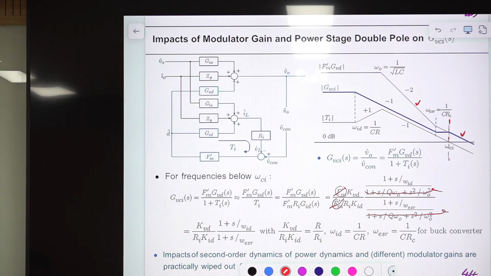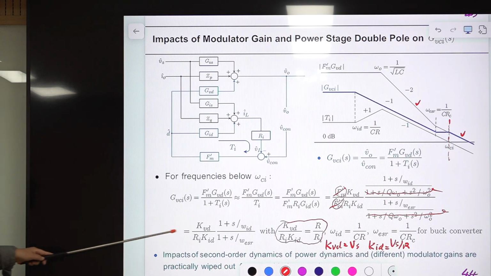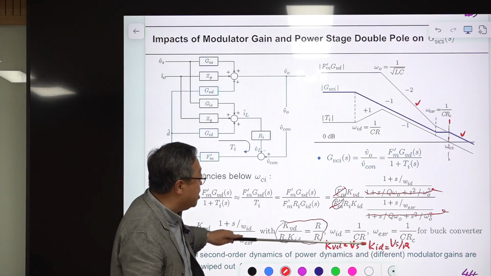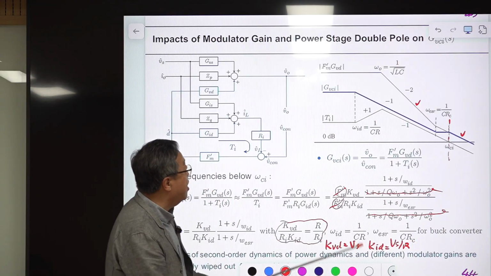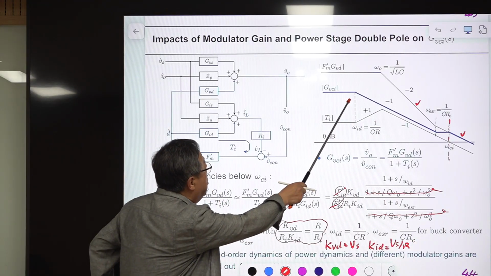KVD is VS, KID is VS divided by R, VS divided by R. Then this simplifies to this, okay? And this omega ID, we know this, and omega ESR, we know this. Then the equation of this is extremely simple.